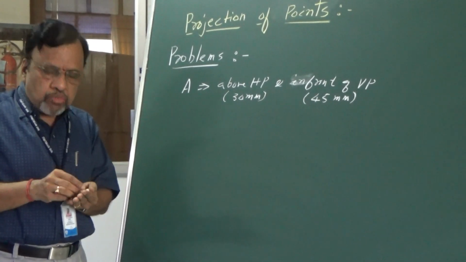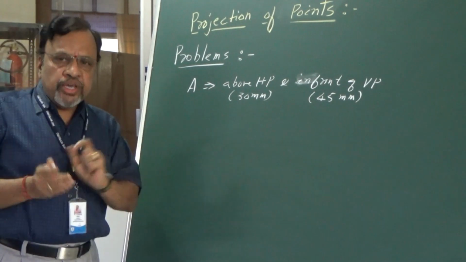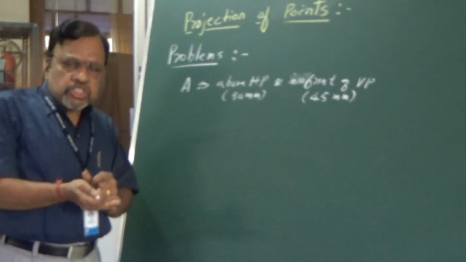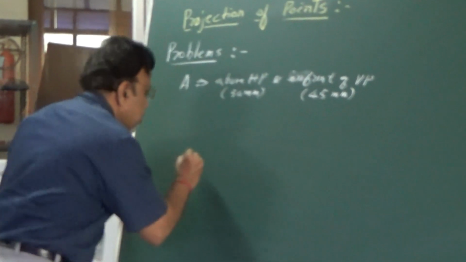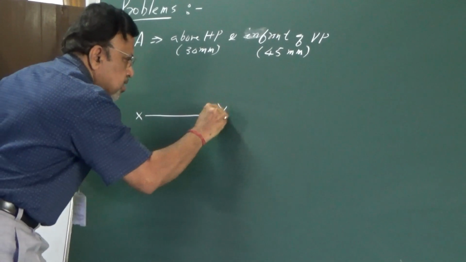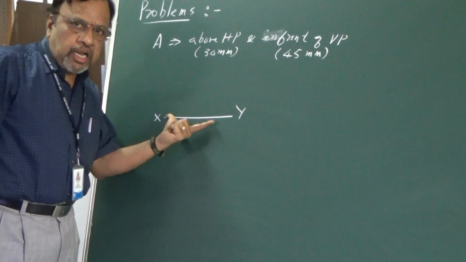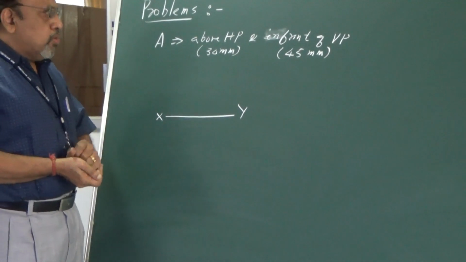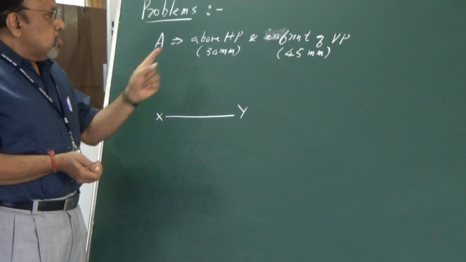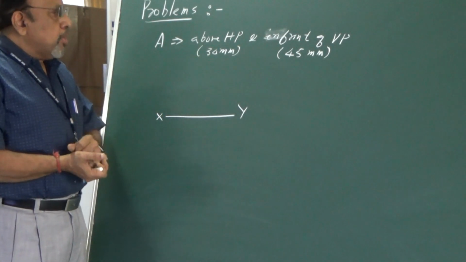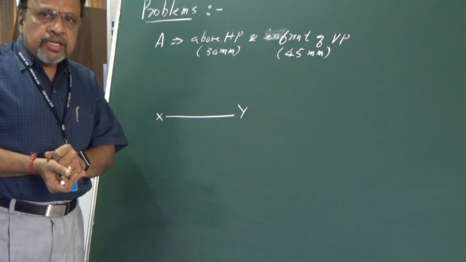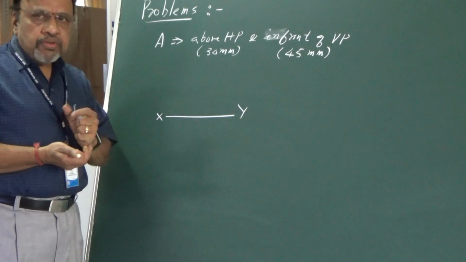So how do we draw projections of points? First, I need to draw the XY line, which is nothing but a reference line, the intersection of HP as well as VP. XY line should be drawn a medium dark, so it should be a darker line. Now I want to draw the projection of point A, which is in front of VP and above HP. Since this point is above HP and in front of VP, the point is in the first quadrant.